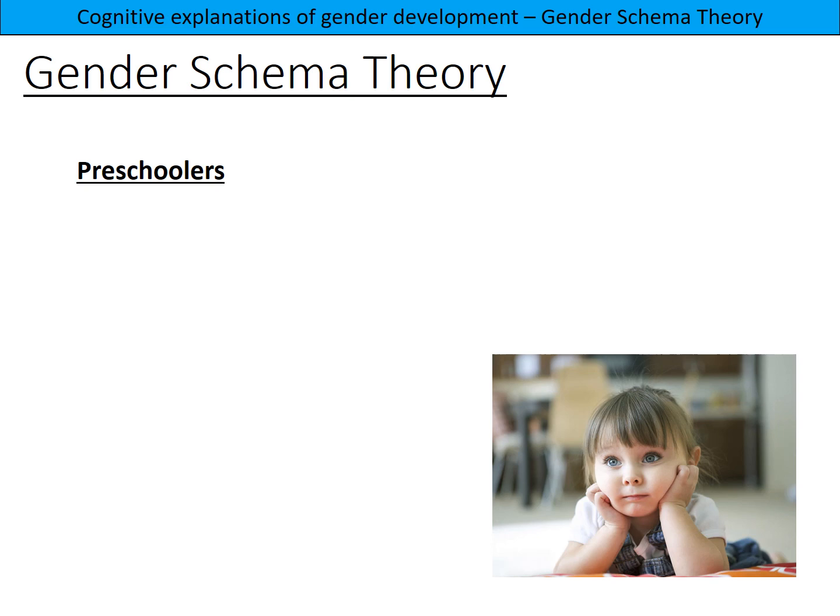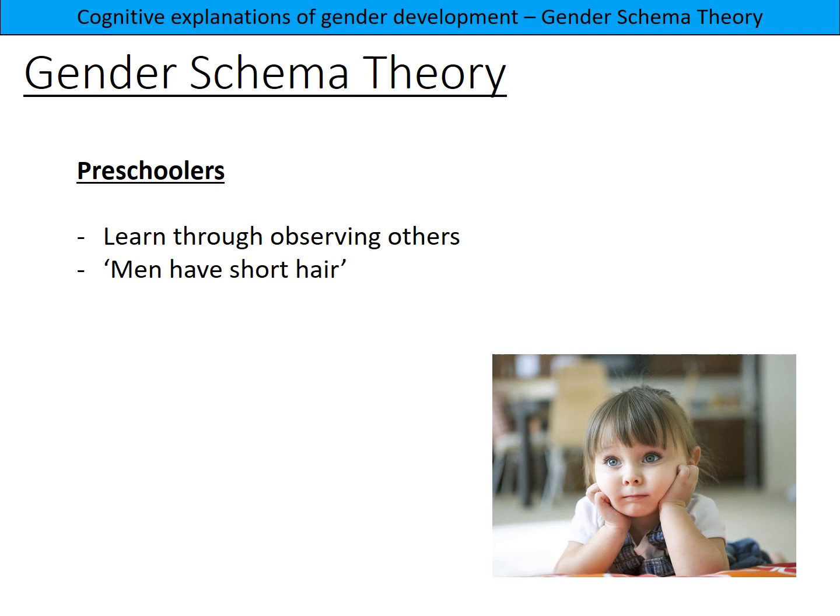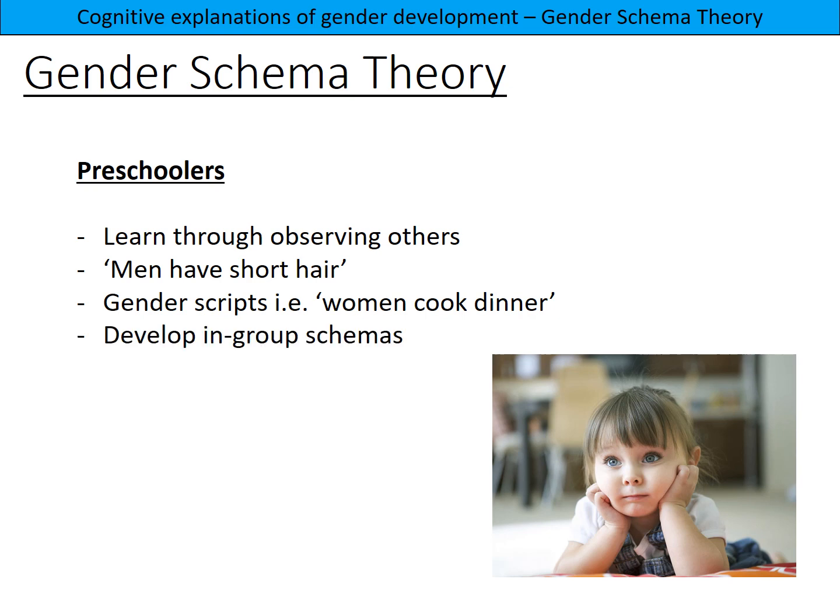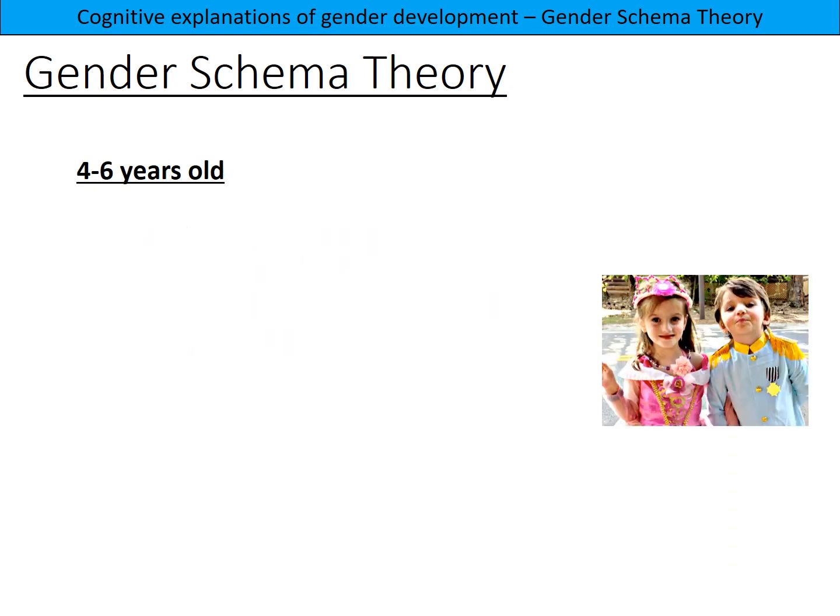So preschoolers learn through observing others. For example, men have short hair, women have longer hair, and they write gender scripts, so they know that women cook dinner, for example. They develop in-group schemas based on their gender, whether they're male or female.